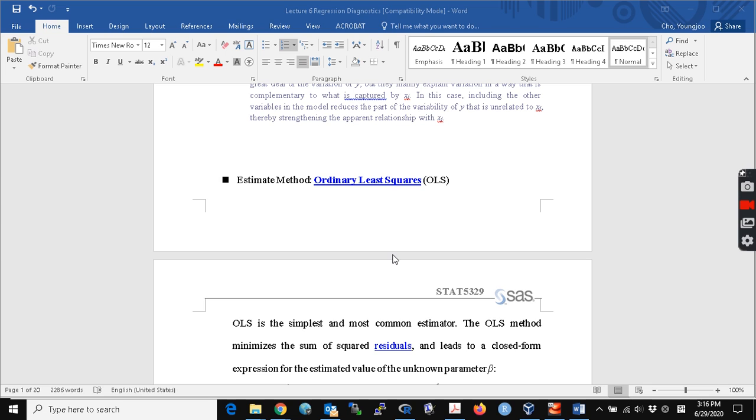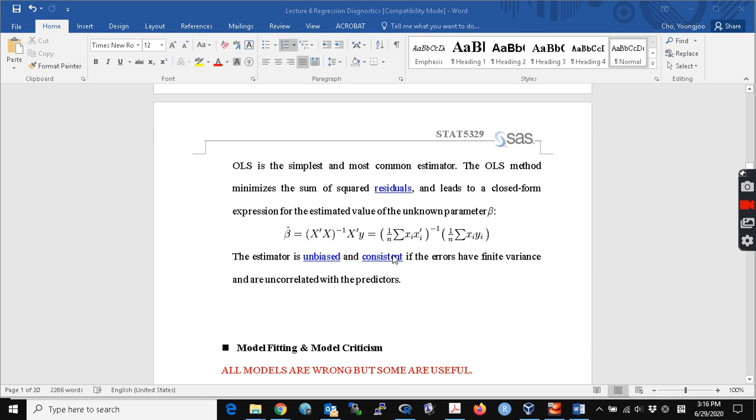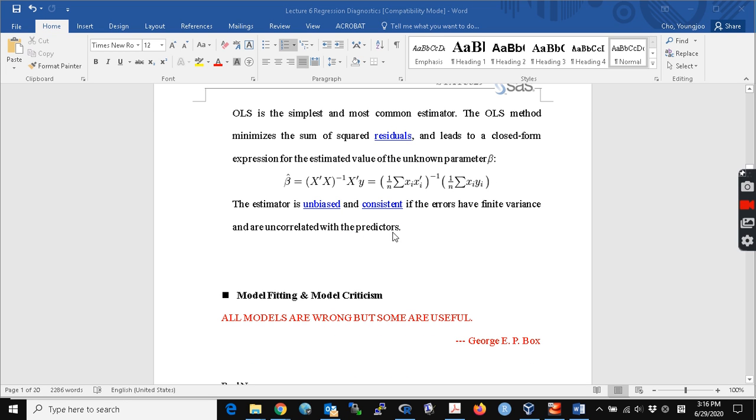So to estimate the regression coefficient beta, we use ordinary least squares, which minimizes the sum of squared residuals. And there's a closed form for beta hat. Using matrix form, this is x transpose x inverse x transpose y. And this estimate is unbiased and consistent if the errors have finite variance and they are uncorrelated with the predictors.